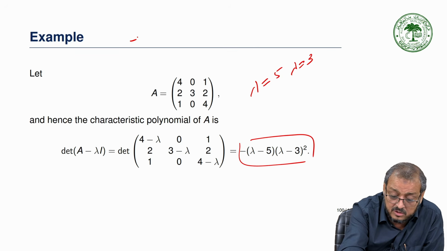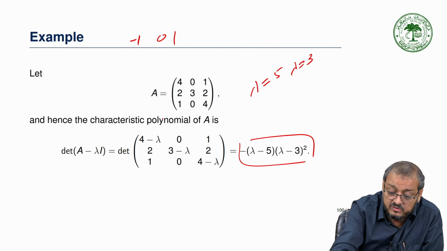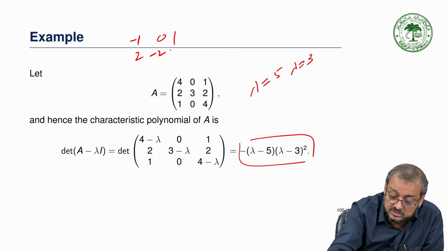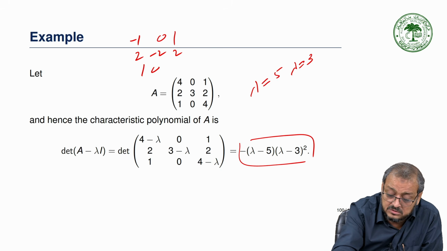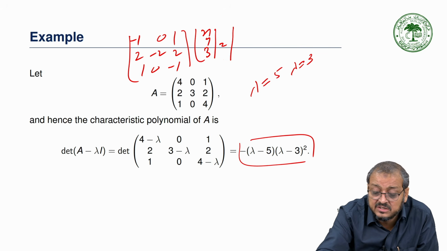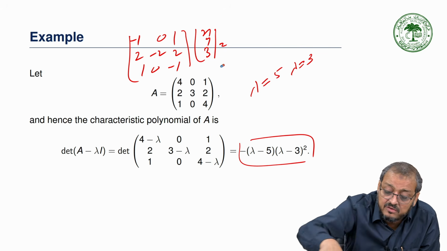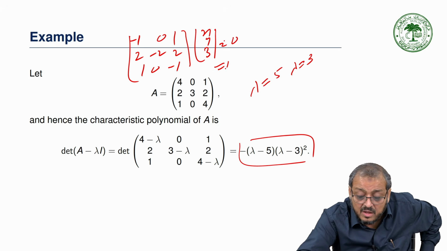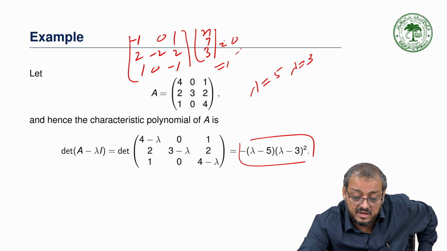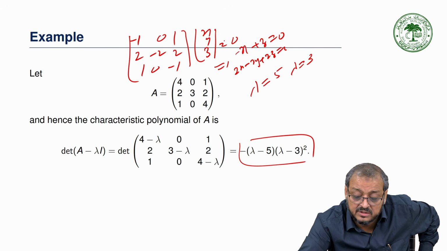So we have A minus 5I equal to the matrix with rows -1, 0, 1, then 2, 3 minus 5 which is -2, then 2, then 1, 0, 4 minus 5 which is -1, and this matrix is multiplied by x, y, z. This is the system of equations we can write in the form of minus x plus z is equal to 0, then 2x minus 2y plus 2z is equal to 0.